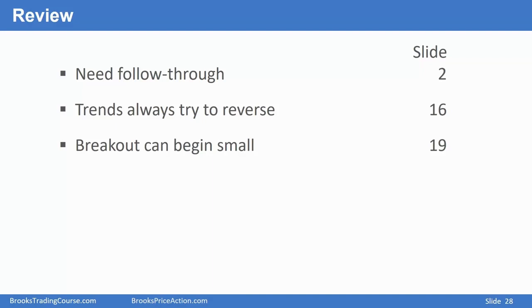Finally, breakouts can be small. They can be as small as a single small bear bar or bull bar. And they can also be large. They can also be made up of many small bars. They come in many different types.